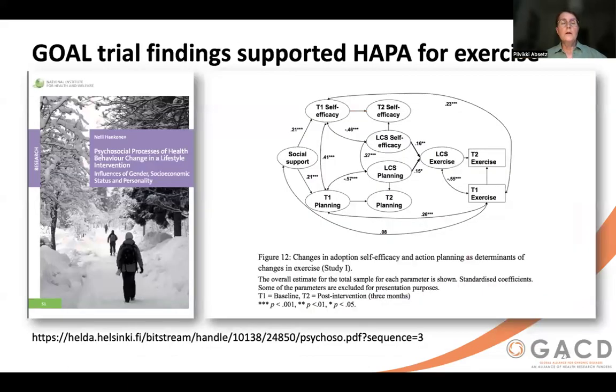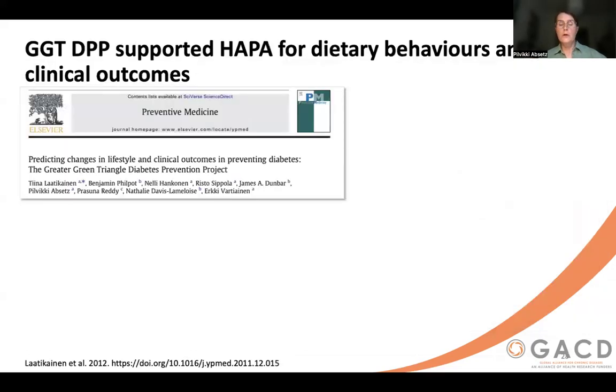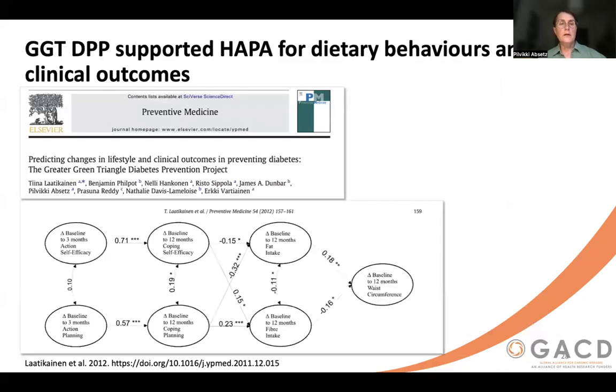The goal trial findings supported HAPA for exercise, showing that self-efficacy change and planning change influenced exercise change, and so social support also played a role in those processes. We also got support for dietary behaviors and clinical outcomes in a study in Australia with the same model.